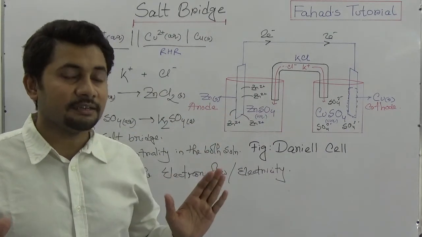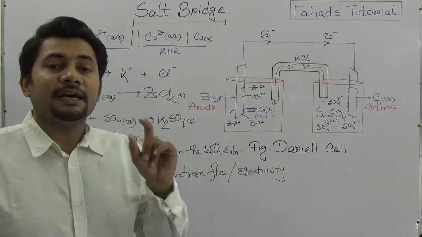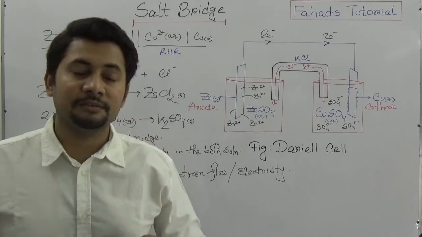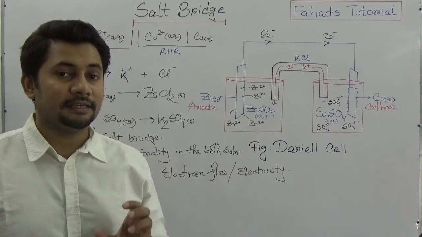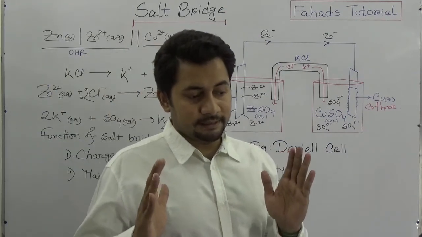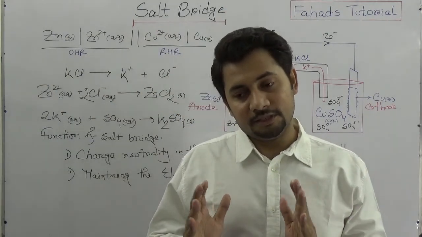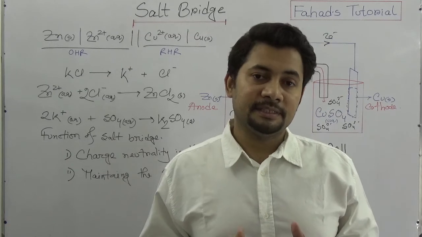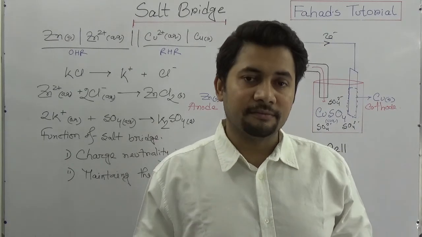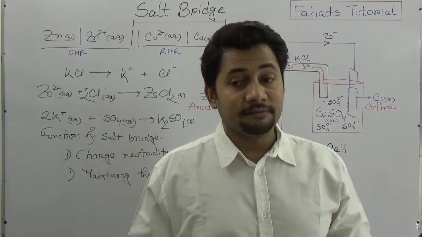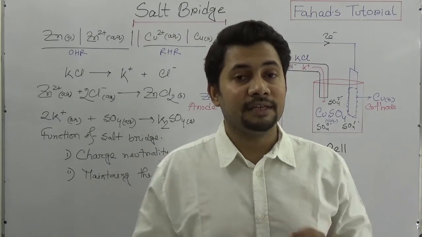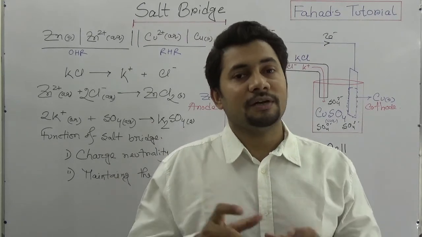So I hope you understand this very short class about the salt bridge, and I hope you have seen my previous video about the Daniell cell and the galvanic cell. This is the short description about electrochemical cells, and I'm coming up with another video on the dry cell, the functions of the dry cell and how the reactions go on with its structure.